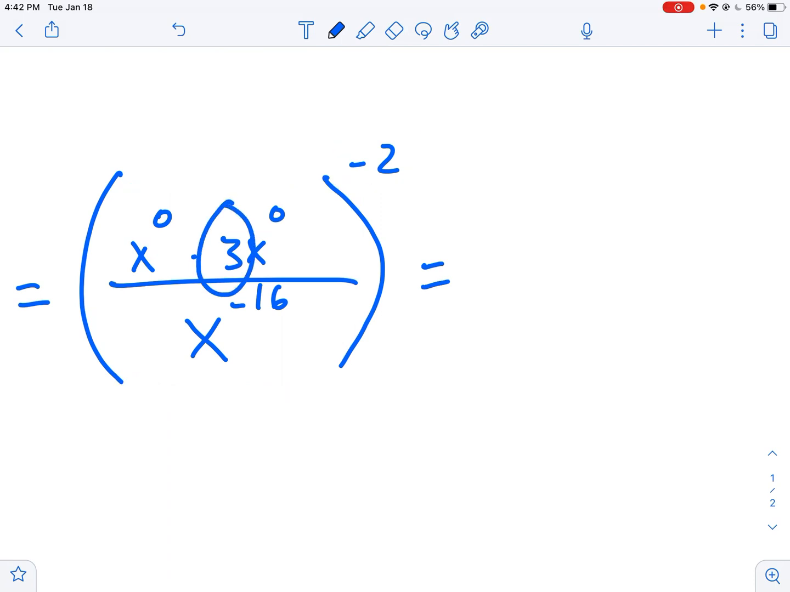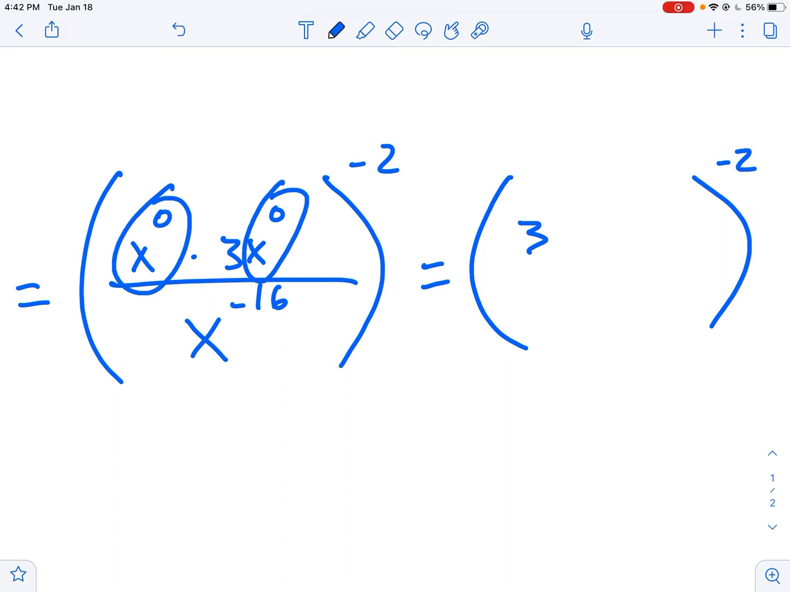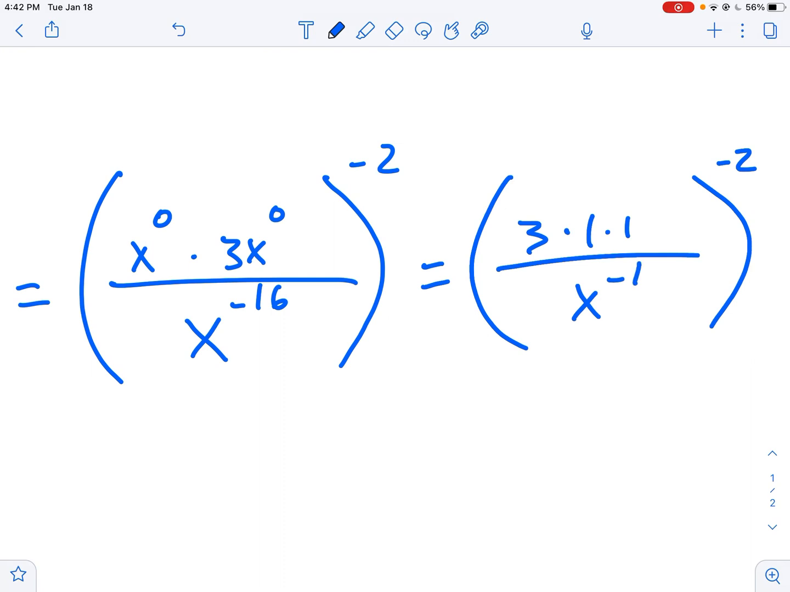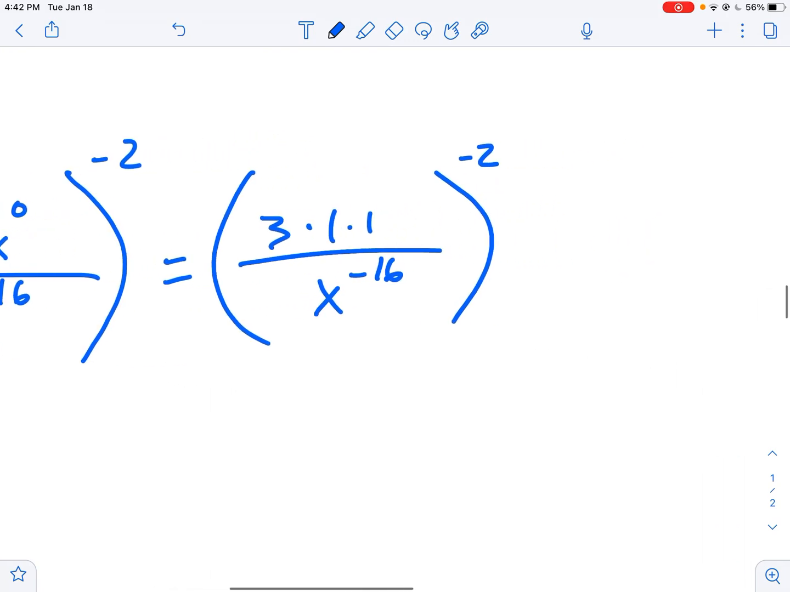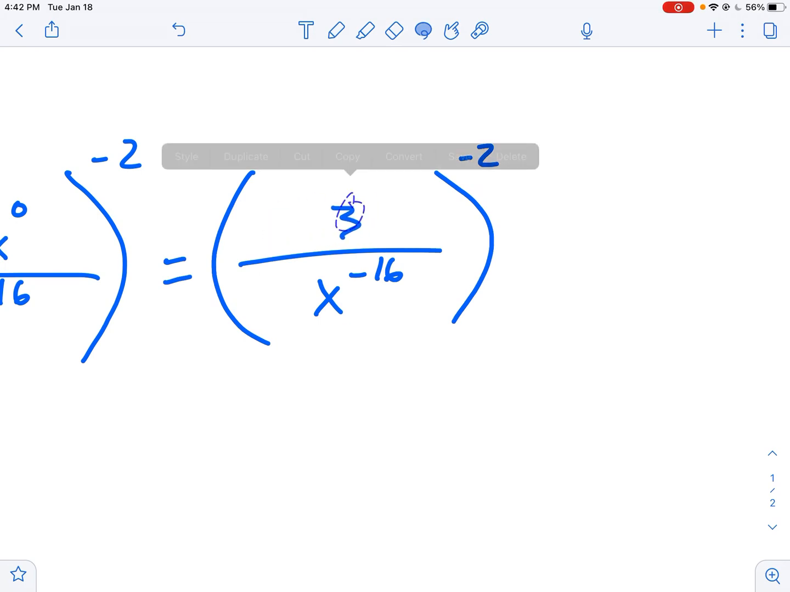I'm going to simplify the inside part before I deal with this negative 2. Well, this 3 doesn't have anything to interact with, so I'm just going to put it out front. And then I see I have an x to the 0 and x to the 0. Well, anything to the 0 power is just 1. So really, up top here, I just have 3 times 1 times 1. And then on bottom, I got x to the negative 16th power. Well, 3 times 1 times 1 is just 3. So I'm going to leave that there, just kind of put a 3 out front. If you wrote it out, that's fine. Just realize it's just 3.